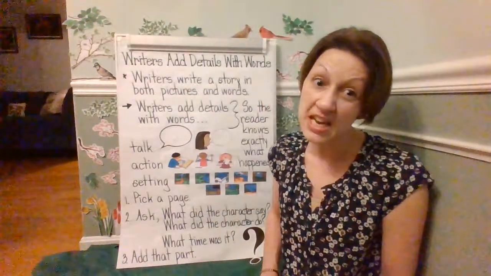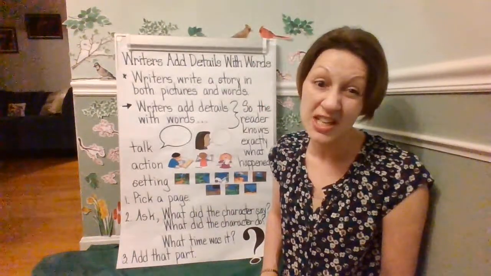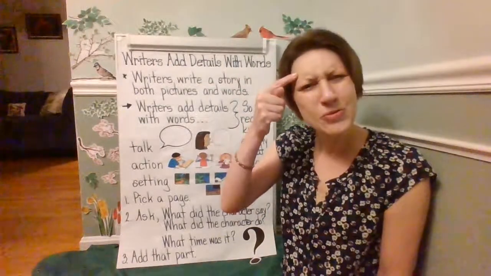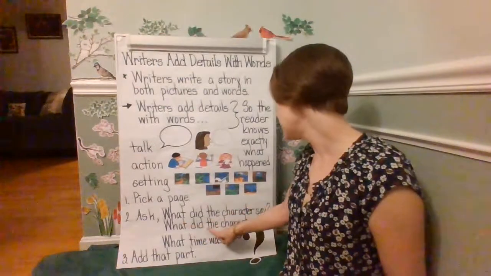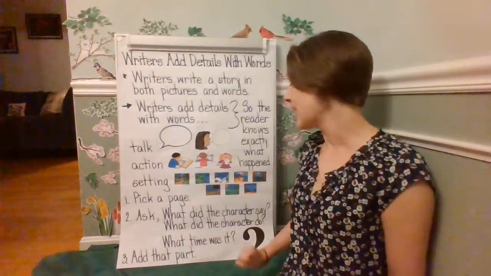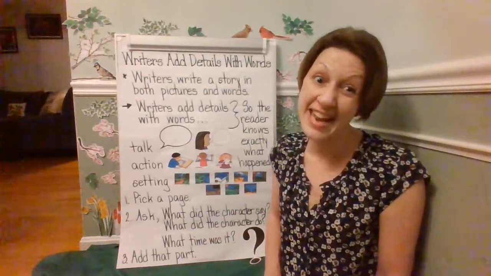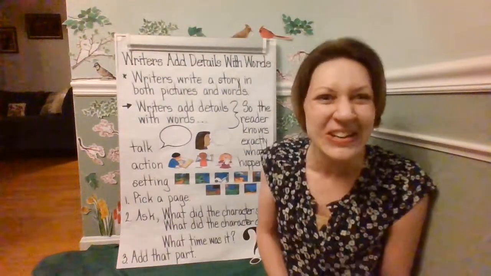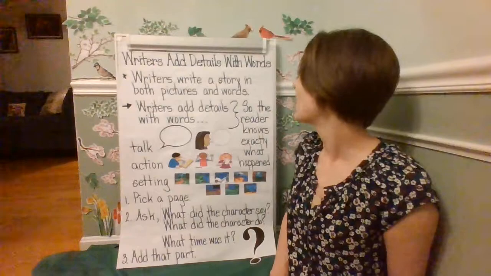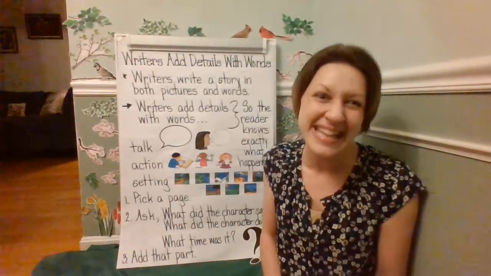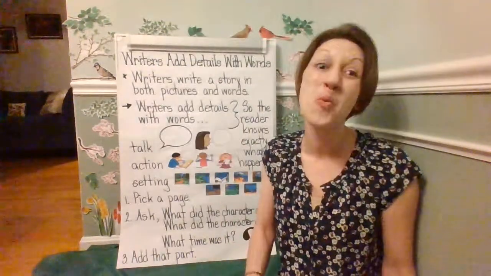Remember to pick the page that you are doing this on in your story and think, what did the character say? What did the character do? And what time was it? And then go ahead and add that part. That's what good writers do. They add details with their pictures and details with words.